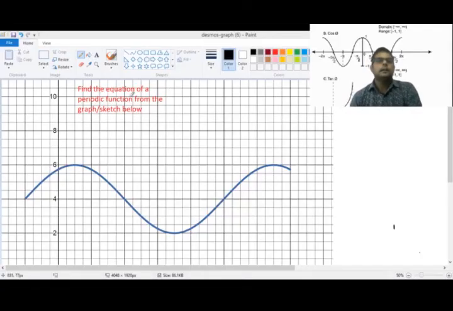Okay, guys. Lastly, we'll see how to find the equation of a periodic function from the graph or a sketch. You can see that this is the graph of either sine or cosine. It doesn't matter, but this is definitely not tangent. This graph is not a tangent graph anyway. So in this case, by observation, you have to see the graph, and then from this graph or a sketch, you have to find the periodic equation.